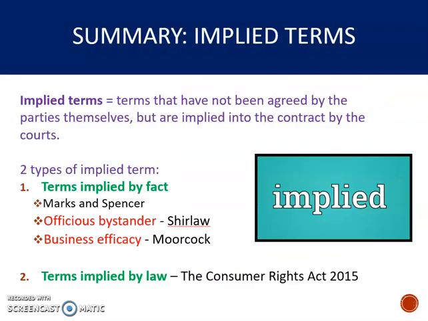I've got a summary sheet here on implied terms. Remember that express terms are terms which are agreed by the parties themselves, either verbally or in writing, whereas implied terms are terms that have not been agreed by the parties themselves, but nonetheless the courts are implying them into the contract. And there are 2 types of term that are implied: terms implied by fact and terms implied by law.